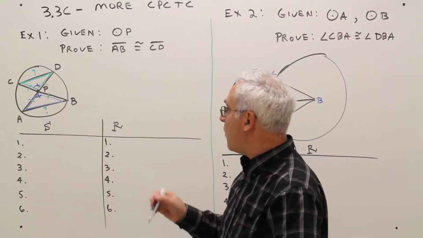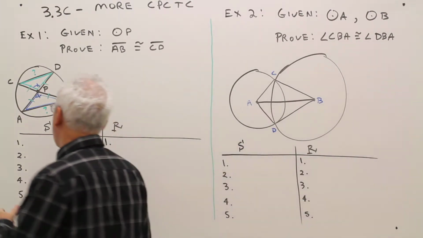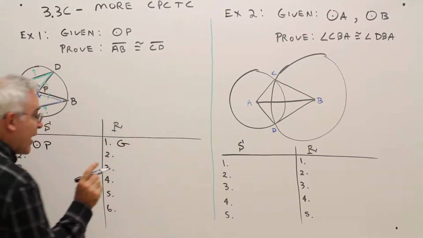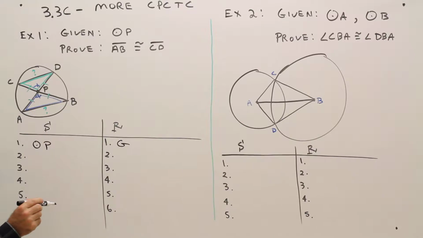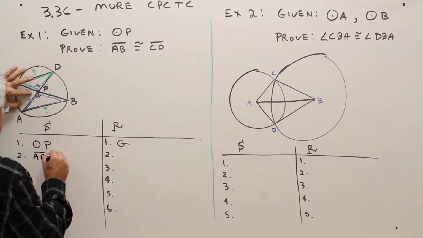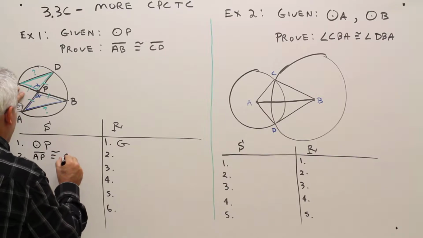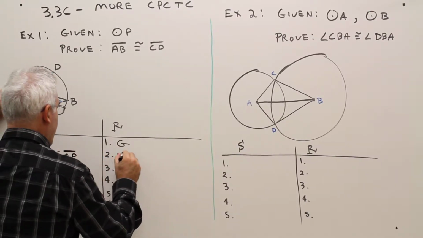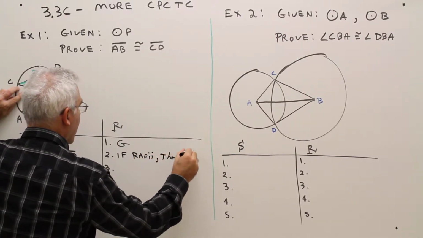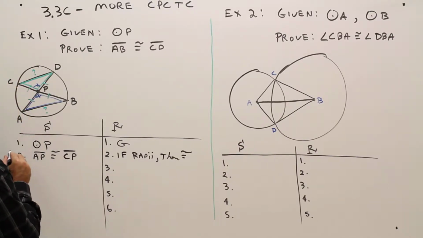All right, so let's mark it up. Again, I like to go in SAS order. That's just the way I do it. So let me start. We're given circle P, given. So I'll just go AP is congruent to CP, and that would be if radii, then congruent. Then I'm going to do the vertical angles. So that would be sides.